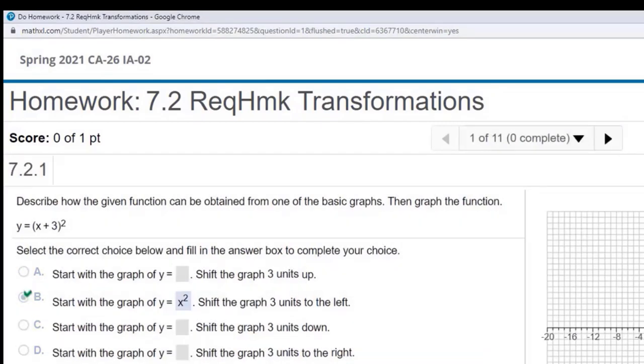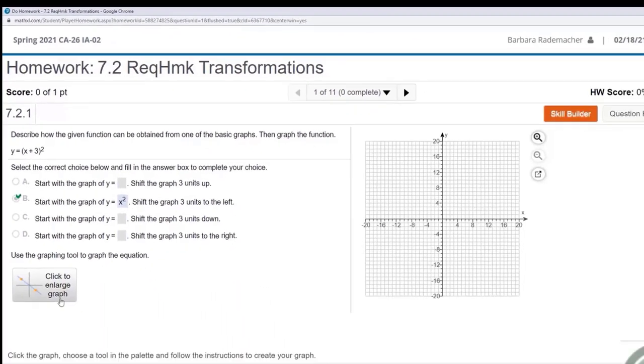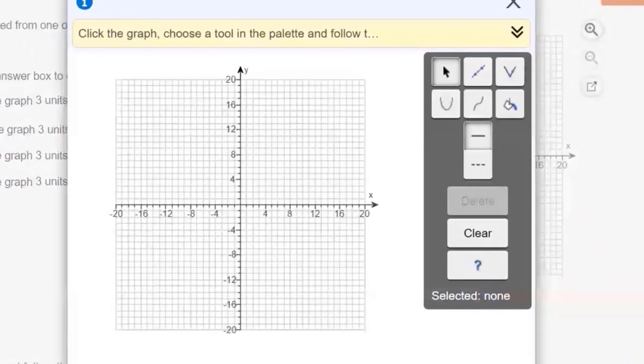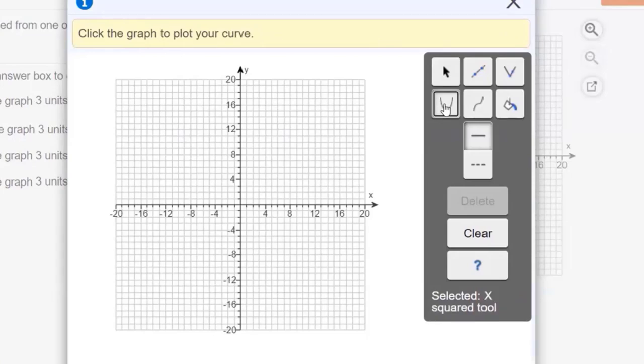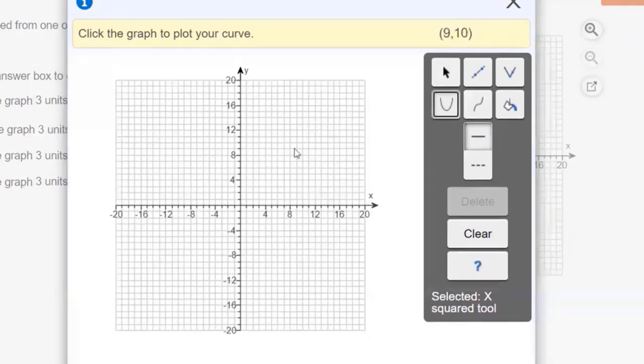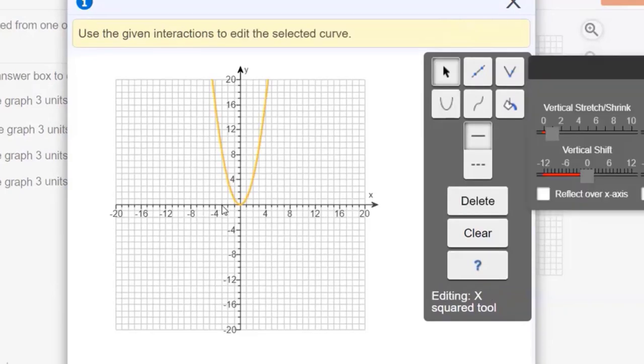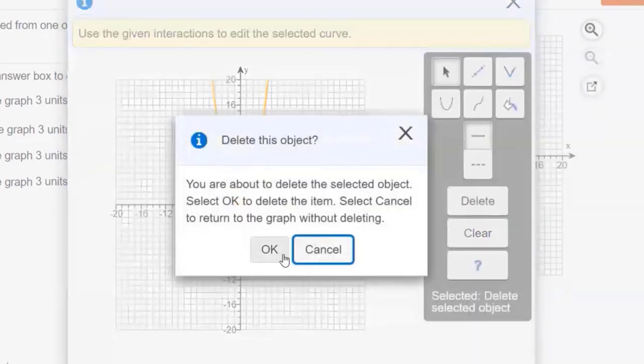Now they want us to graph it. Okay, let's do it. Click y equals x squared, you've got a picture in your notes. It looks like that. That is the icon that represents it. I click here, and then it says, click the graph to plot your curve. Okay, I would normally start here, but since the graph is being moved 3 units to the left, I'm going to move to -3 and click. Oh, all right. Now what? Oh, it's asking me stuff over here. All right, so it doesn't matter where. Let me delete it and go back and do it again.